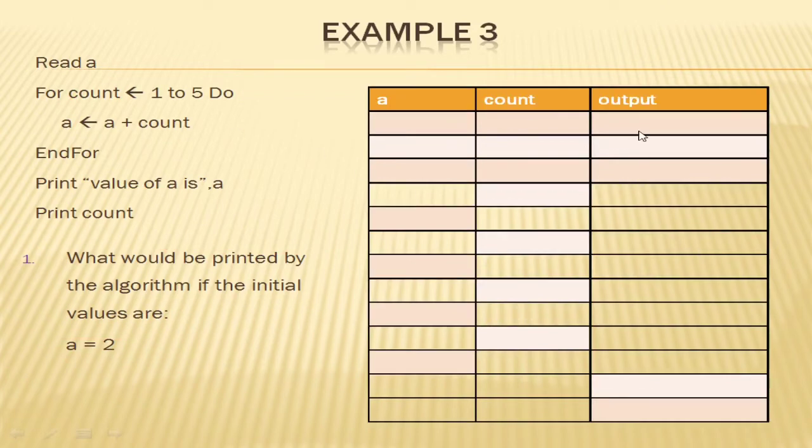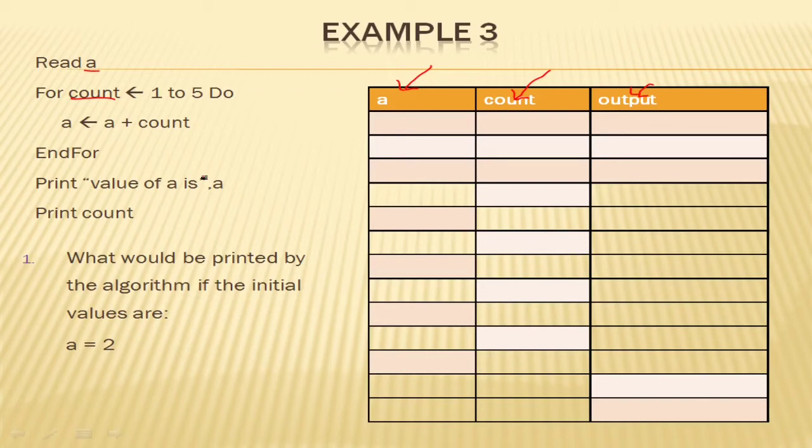All right, so we will draw a table, something looking like this, and we will label the headers for the table with the name of the variables that we want to track. In this case we want to track A and count. So in the table, the first header will be A, the second header will be count, and the third header will be output, because there are print statements in this snippet.